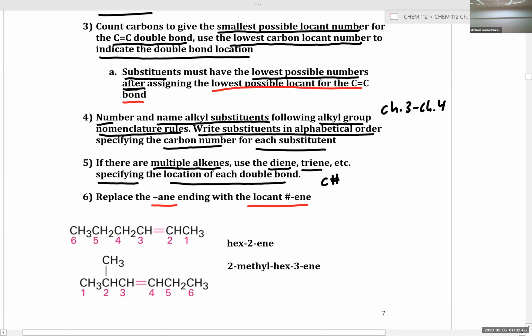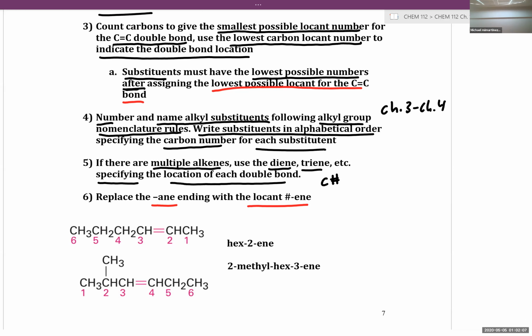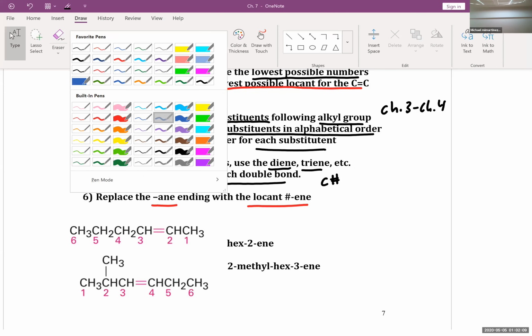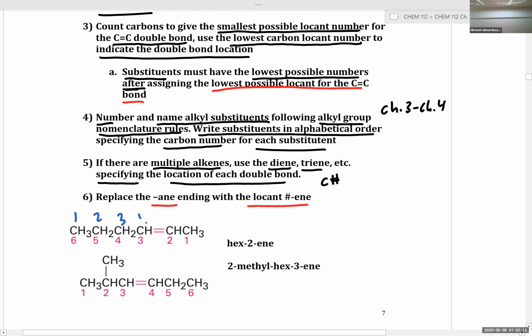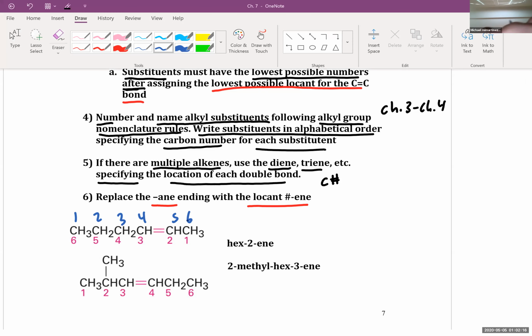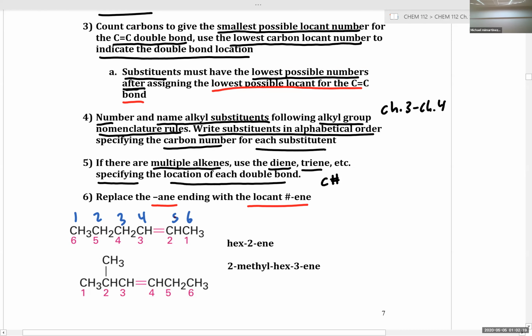Okay, so let's look at our numbering here. So the numbering in red is correct. The numbering in blue is another option. 1, 2, 3, 4, 5, 6. Would someone like to tell me which number is smaller, 2 or 5 for our alkene? Which number is smaller, 2 or 5? 2. So we name this as hex-2-ene. Hex because we have 6 carbons, 2 because our alkene starts at carbon 2, and then ene because we have an alkene.